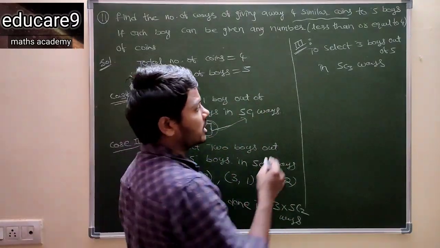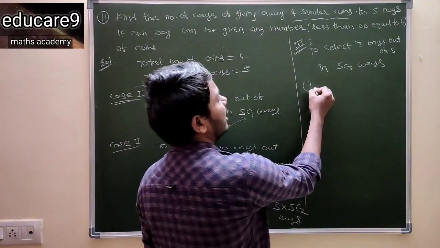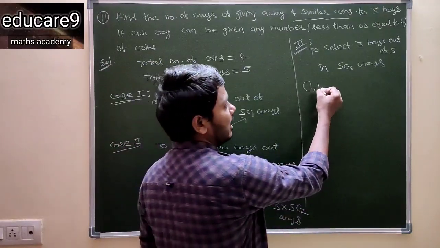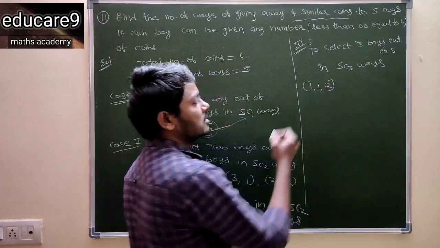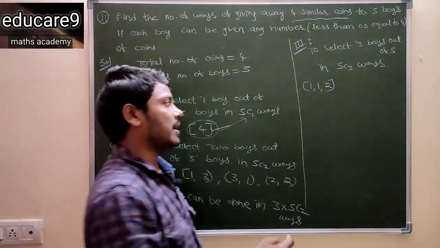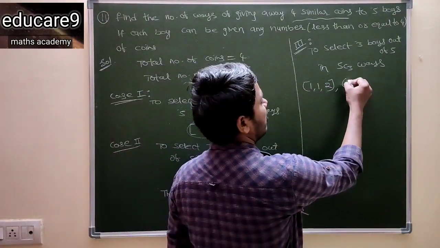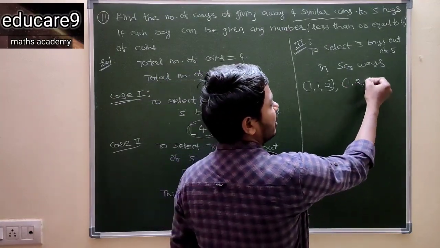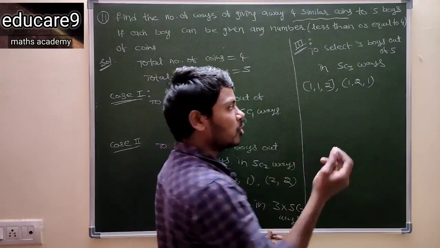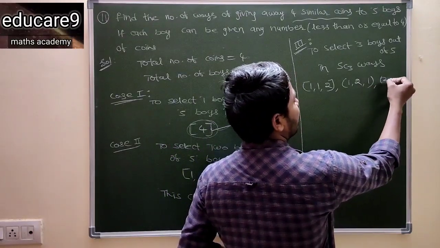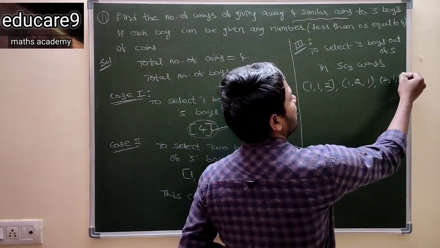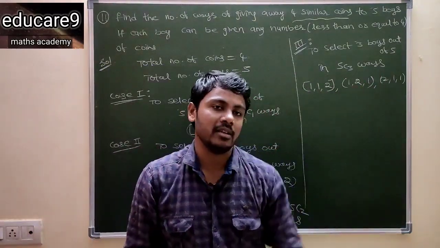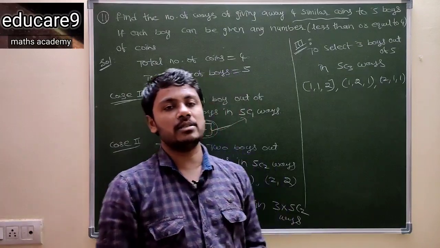See what are the possibilities here? To give one kind for first boy, one kind for second boy, and remaining 2 kinds for third boy. Or one kind for first boy, 2 kinds for second boy, and 1 kind for third boy. Or one more possibility, 2 kinds for first boy, 1 kind for second boy, 1 kind for third boy. So total number of ways are 3. So here 3 possibilities exist.